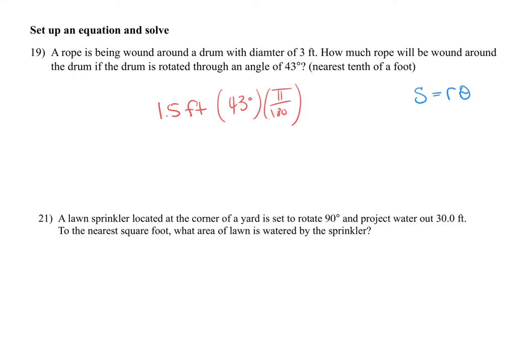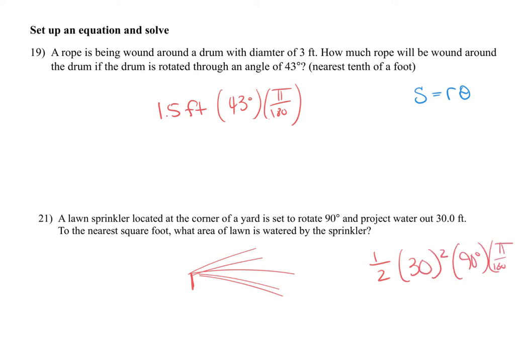Okay. If you are at the sprinkler and it is projecting out 30 feet, they gave you the radius, by the way. All right. They didn't give you the diameter. They gave you the radius because it's from the center out. That is 30 feet. They gave you the degrees. You need it in radians. So 1/2 r squared times theta. And of course we need this in radians, pi over 180.